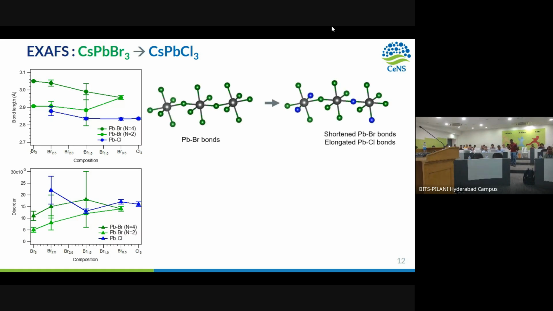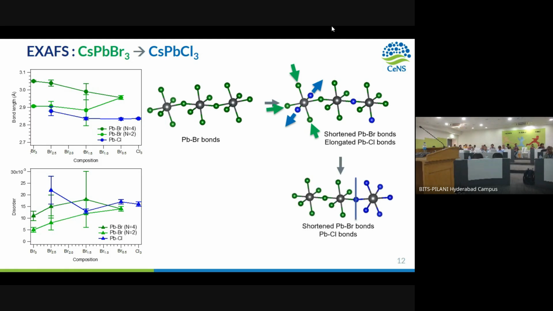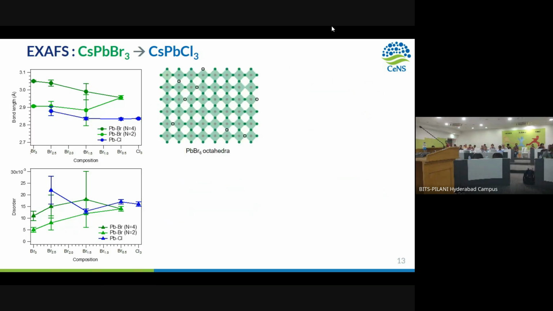So what is actually happening is that we start with the cesium lead bromide crystal structure. When we add a small amount of lead chloride, the Pb-Br bond length decreases slightly, and the Pb-Cl bond length is slightly higher than what it is supposed to be for CsPbCl3. Eventually, the shortened Pb-Br bond length keeps decreasing, but the Pb-Cl bond length remains almost identical. This is what is happening. So the model we have come up with is that these systems already have halide vacancies.